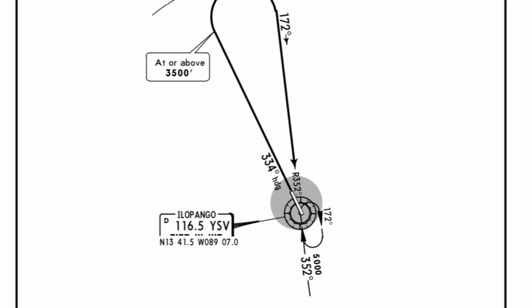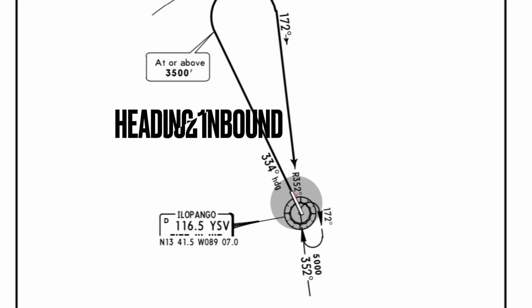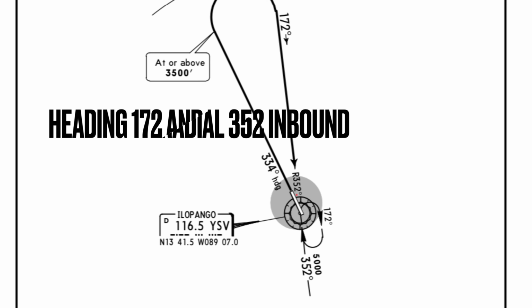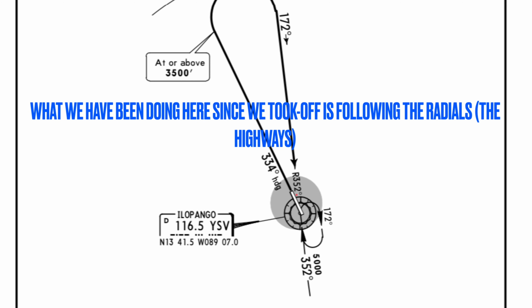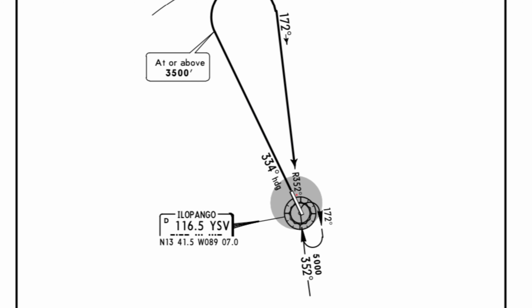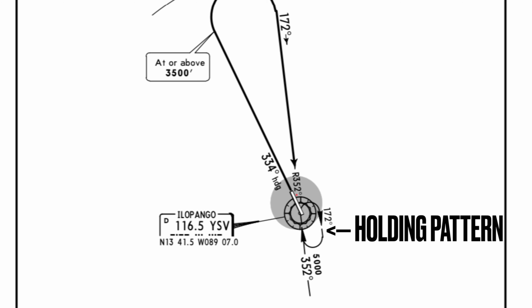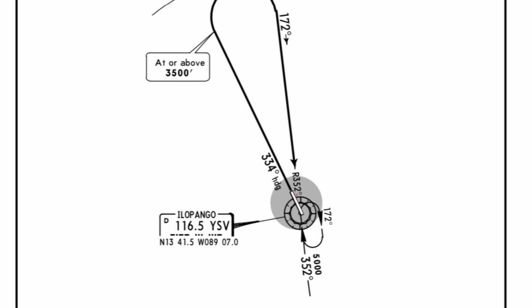So by now we will be flying the heading 172 and the radial 352 inbound. That means that with this radial we are getting closer to the airport. And you see those little arrows over there? Well, that's the holding pattern that I was talking about before. So when you are vertically over the airport at 5,000 feet, you must perform that holding pattern.